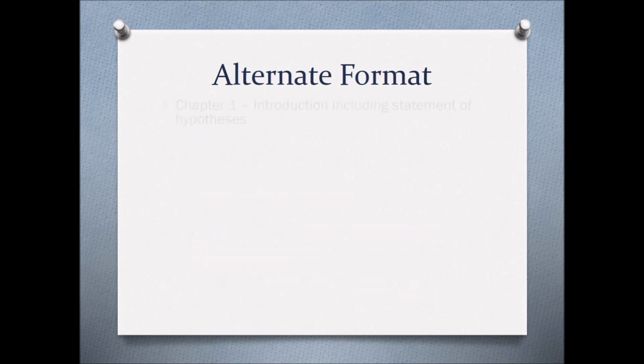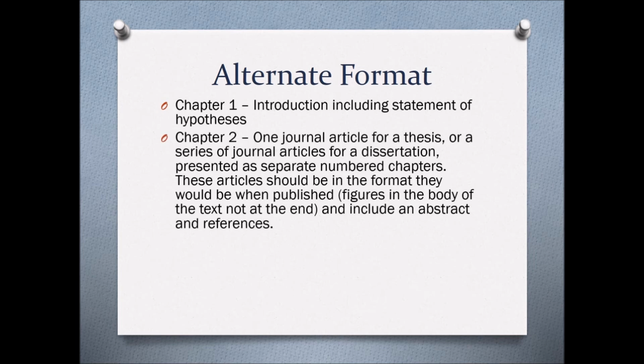All right, the alternate format, you will follow the same order of information as the standard format, but these are the things that are slightly different. Chapter 1 will be an introduction that includes a statement of hypotheses. Chapter 2 will be one journal article for a thesis or a series of journal articles for a dissertation. These are presented as separate numbered chapters, so if you have more than one, it will be chapter 2, then chapter 3 will be a separate article, chapter 4 will be a separate article, and so on. These articles should be in the format that they would be published in, so figures need to be inserted into the body of the text and not at the end.